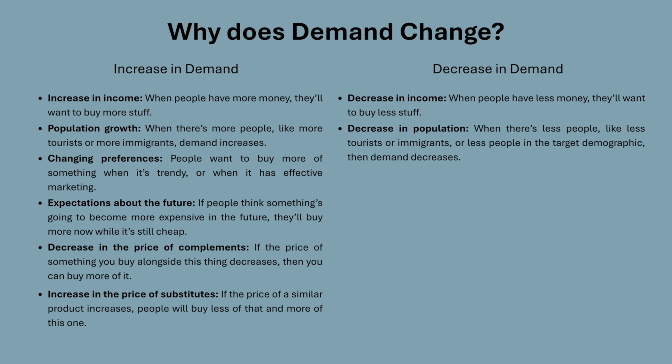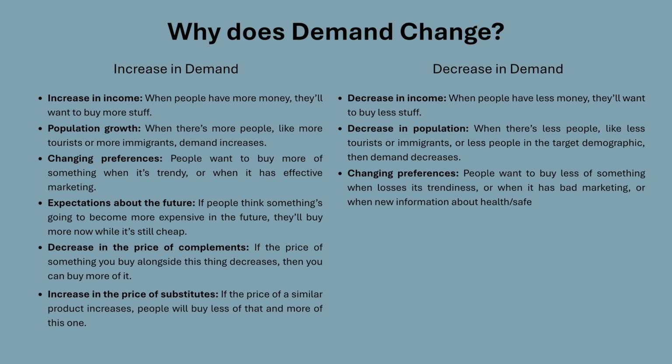Changing preferences. If something becomes unpopular, people would want to buy less of that thing. Like fidget spinners, for example, aren't trendy anymore. People are demanding less of them now than they were 10 years ago. Or if there was bad marketing or some kind of scandal that came out about the product, like when it became known that Starbucks was supporting Israel, a bunch of people stopped buying Starbucks, so demand decreased.